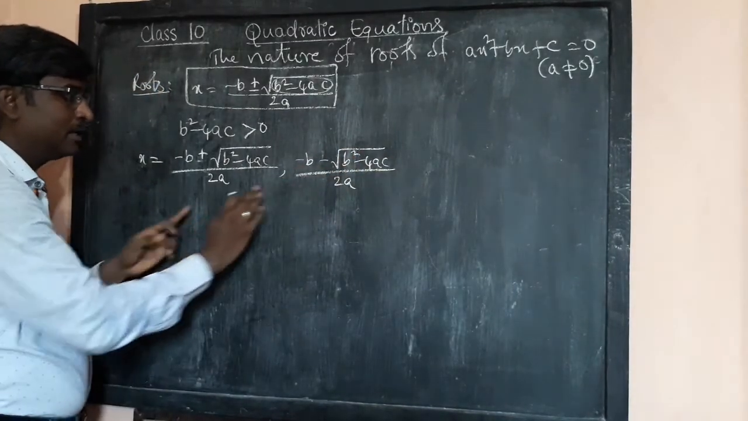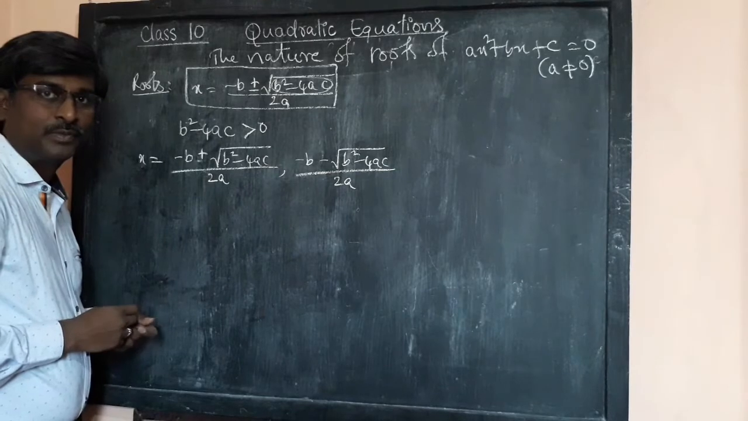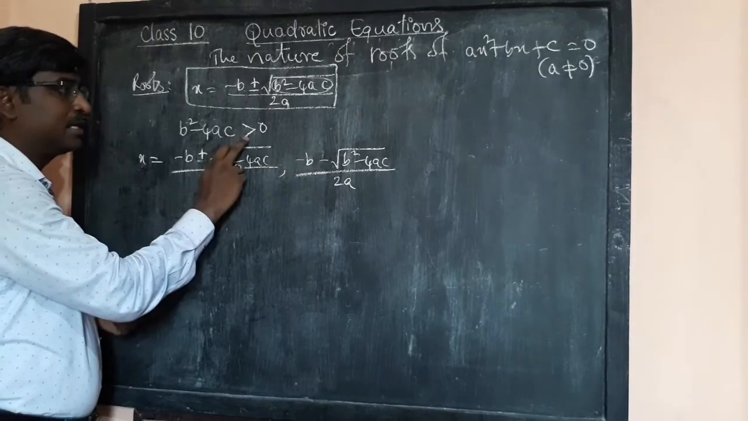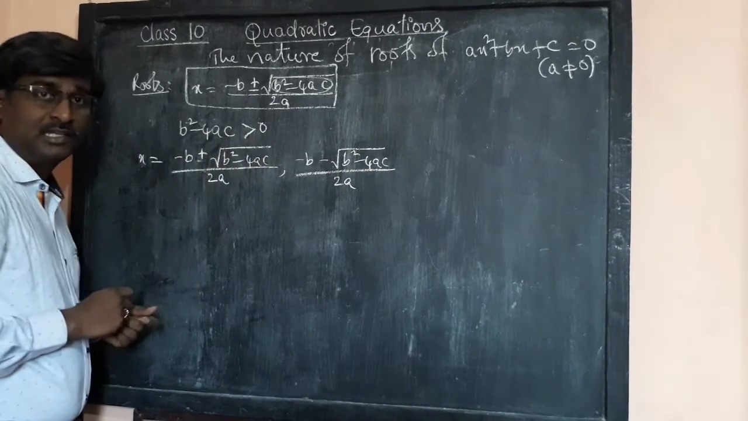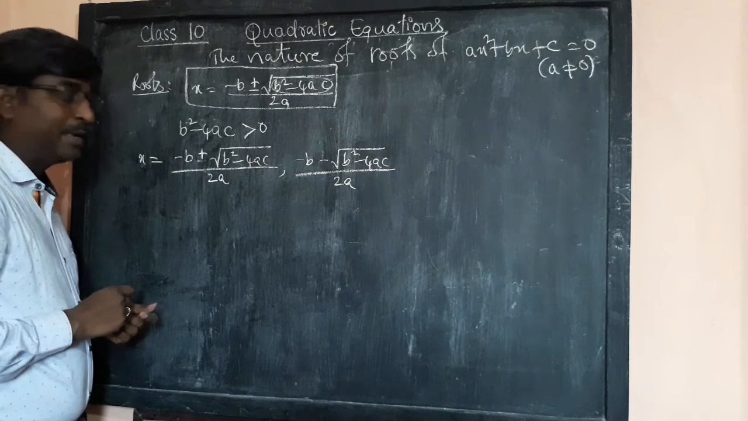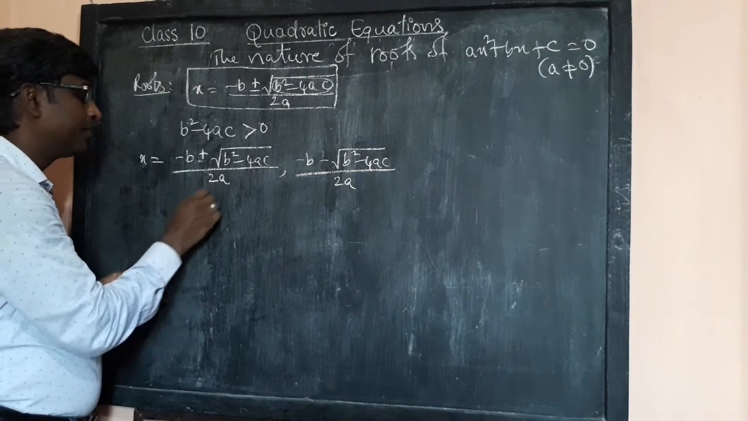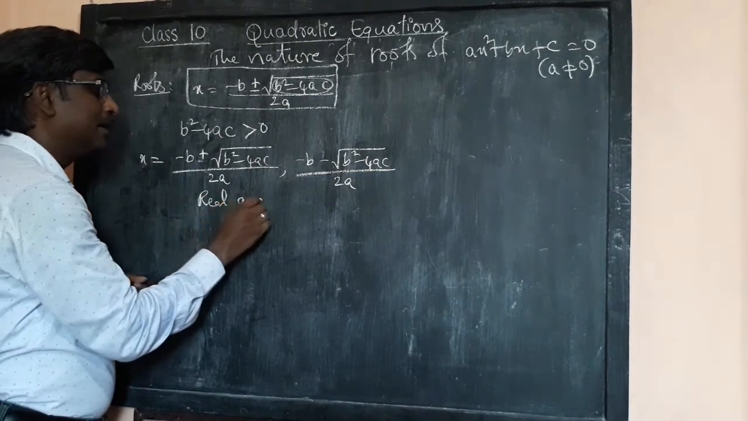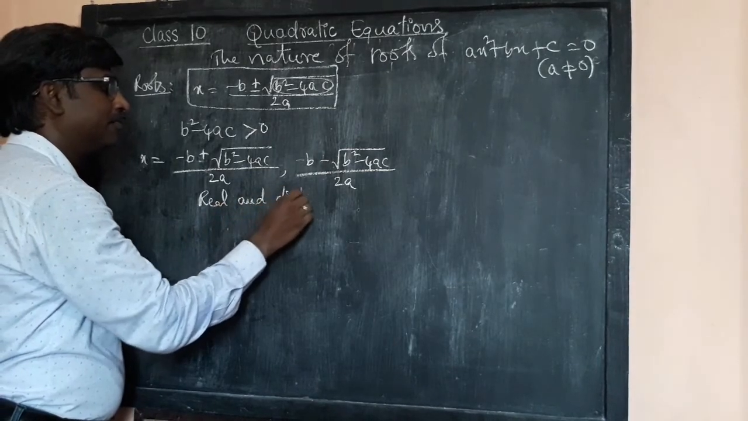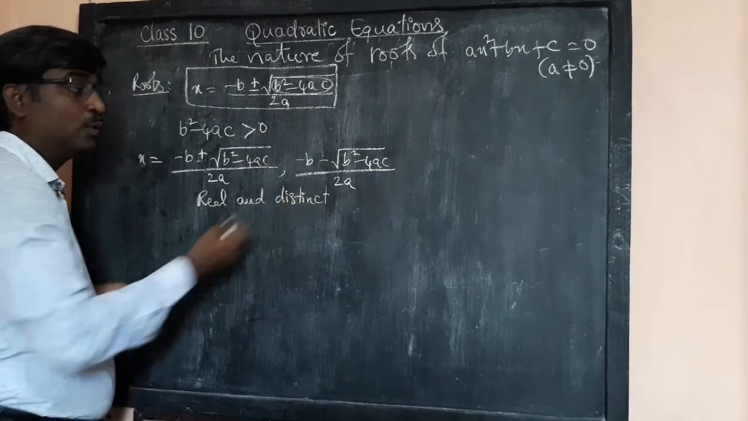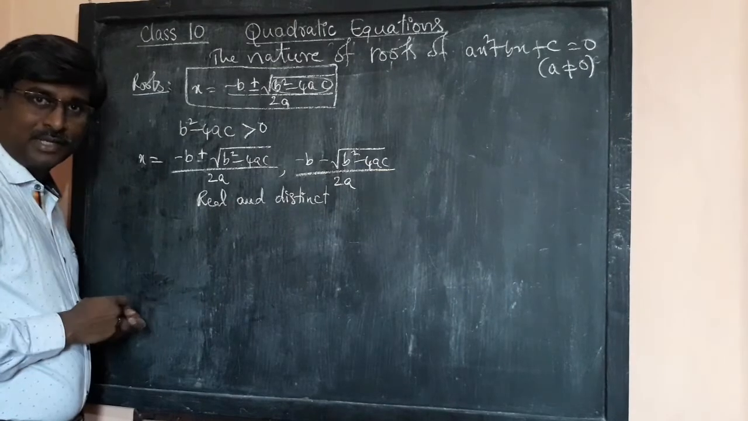So here these two roots, according to the case b square minus 4ac greater than 0, we may observe that both are real and distinct, meaning two different real numbers.